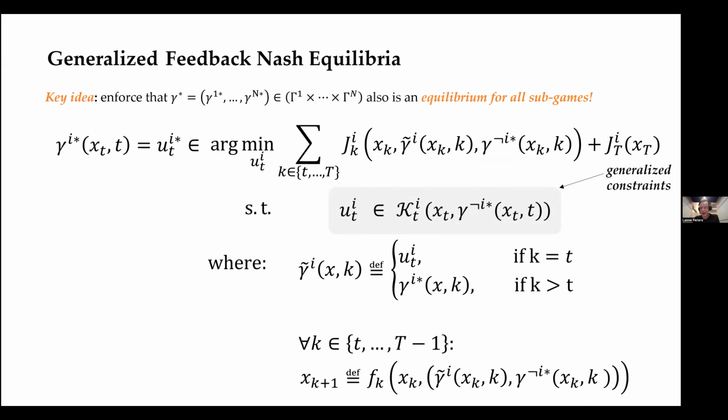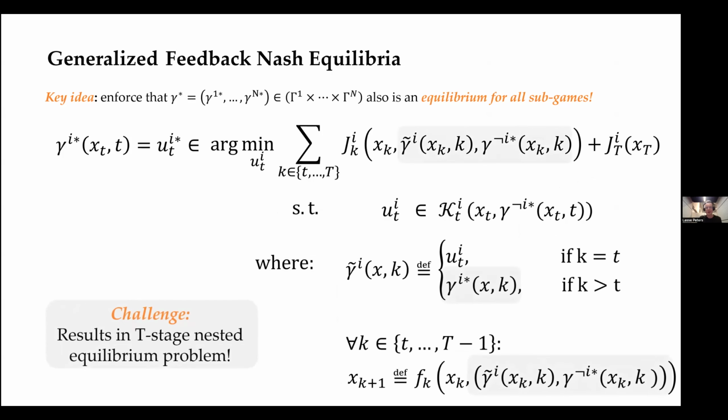Okay, so this is quite a hairy optimization problem. And I'm not expecting you to understand all of this. I mainly want to highlight that this is a really challenging nested equilibrium problem.